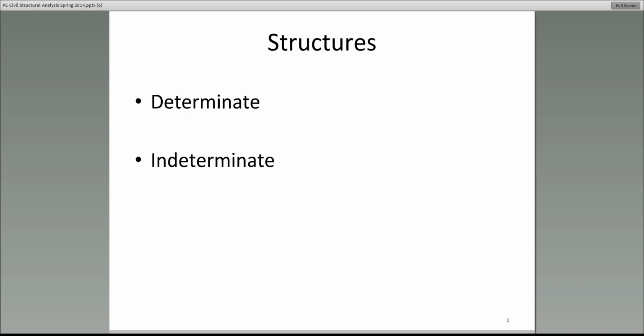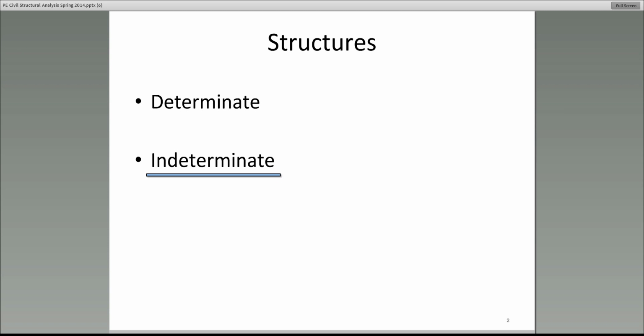On the test, they may give you a structure and ask you if it's determinate or indeterminate. That you need to know. However, please pay very close attention. Those of you who are planning on taking the structures exam in the afternoon are responsible to know how to analyze indeterminate structures. Just those of you who are taking structures in the afternoon.